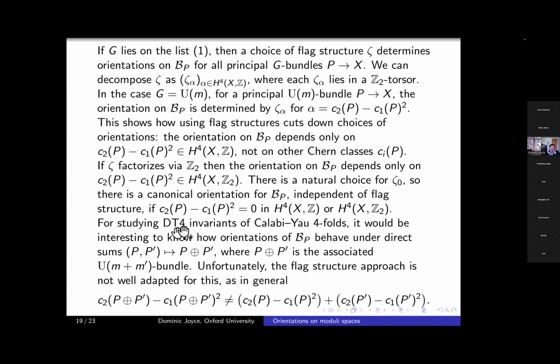Okay, so if we're studying DT4 invariants of Calabi-Yau fourfolds, we quite like to know how orientations behave under direct sum maps, where P plus P prime means the associated U(m+m prime) bundle if P and P prime are U(m) and U(m prime) bundles. Unfortunately, flag structure is not really very good for studying that question, because this expression C2 minus C1 squared is not additive under direct sums. Okay, so that's a bit of a pain.